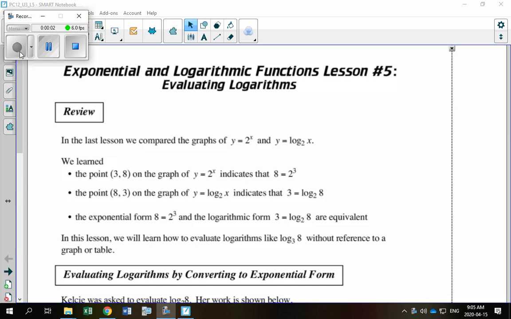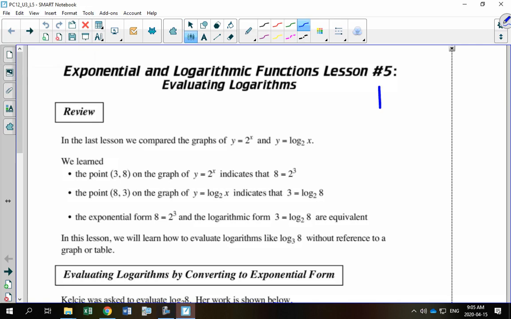Hi, Math 30-1. Today we're going to be going through Lesson 5 from Exponential and Log Functions. This is going to be evaluating logs, and it's on page 191 in your workbooks. So we're going to practice evaluating logs.